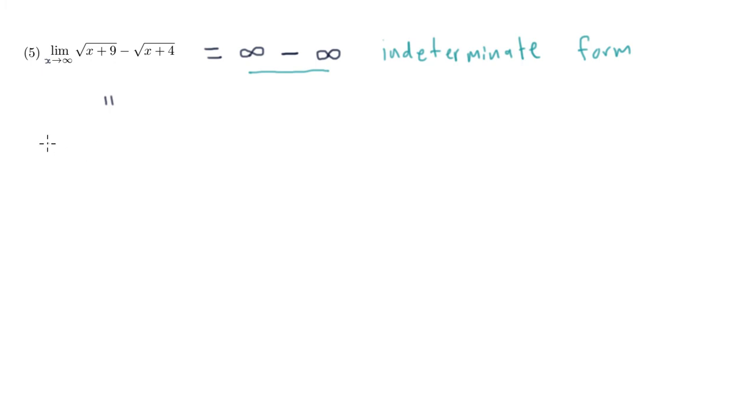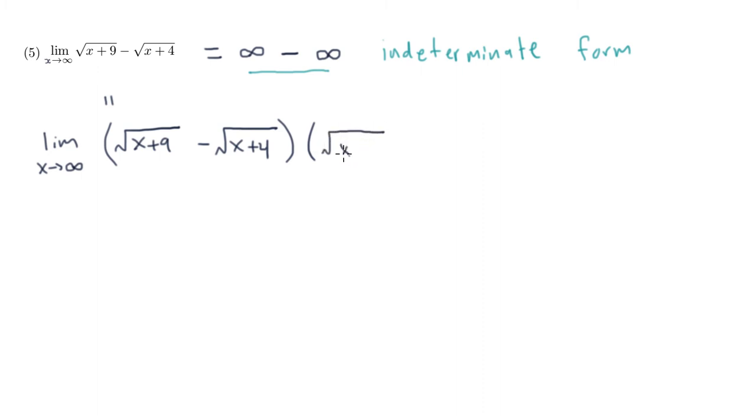So this is equal to the limit, as x goes to infinity, of square root of x plus 9 minus square root of x plus 4. So I'm going to multiply that by the conjugate. Remember, the conjugate has two terms, one or both involving a square root, separated by a plus or minus. I'm going to multiply by square root of x plus 9 plus square root of x plus 4.